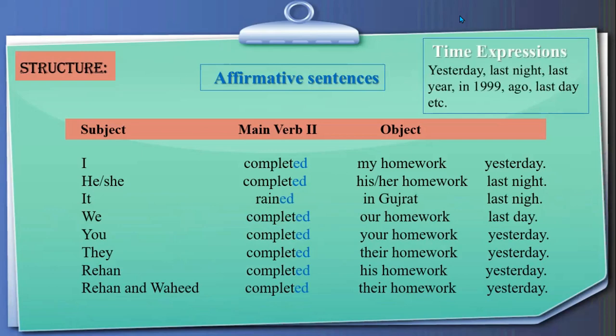These are the time expressions we use in past simple: yesterday, last night, last year, in 1999, ago, last day, etc. So we usually use these time expressions in past simple tense, as used in the sentences.